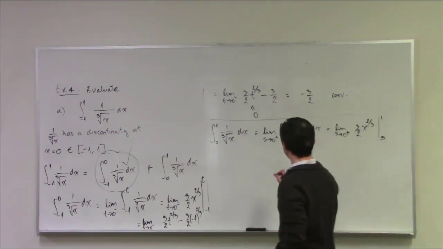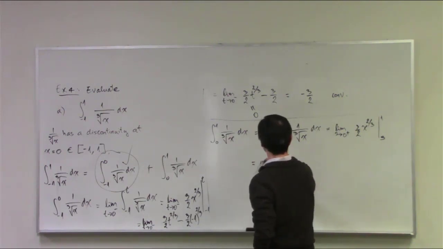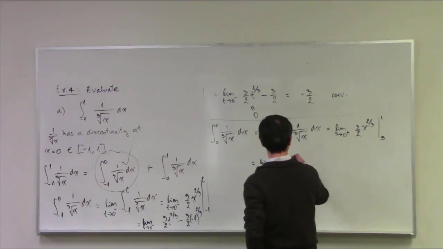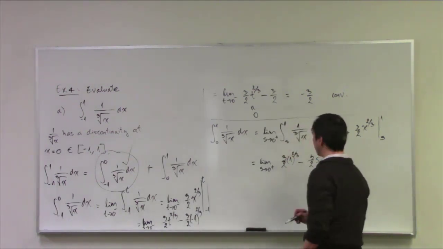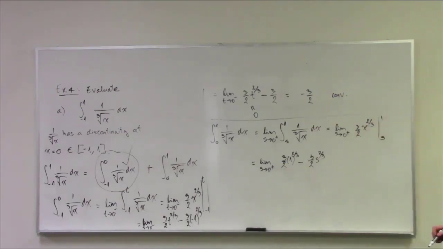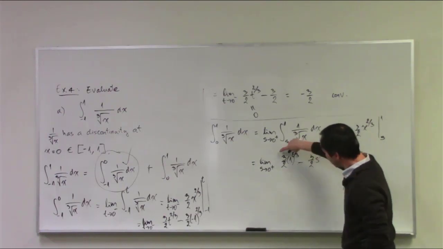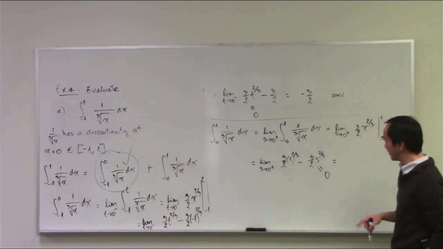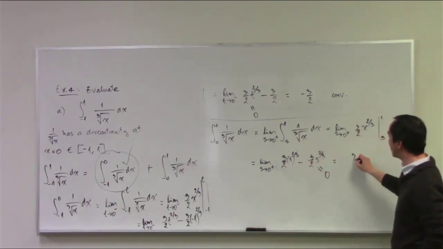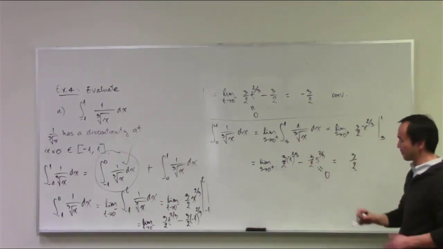So that now will make it work. S goes to 0 from the right-hand side, and we have 1 to the 2/3 power minus s to the 2/3 power. So this limit will come out. That's the 3/2, right? That goes to 0, right? So the whole limit will turn into a positive 3/2. It's another convergent one.